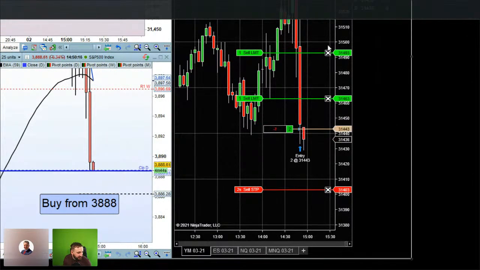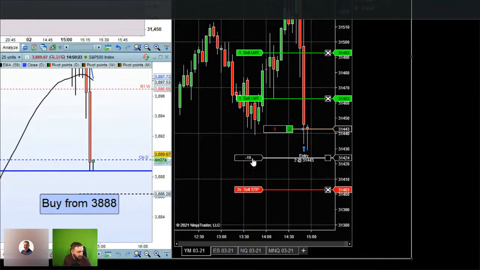We see a lovely little wick here. Again, what's this telling us? This is telling us that the sellers are getting exhausted. They're starting to get squeezed and the buyers are happy. And again, what we're talking about, trade management, consistency. I don't want the market to make a new low.